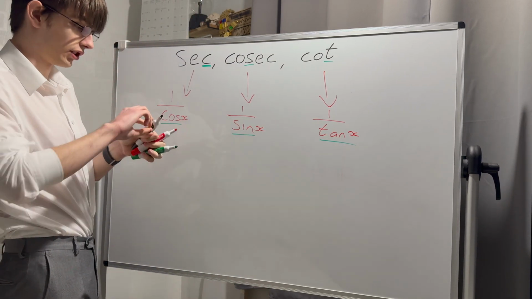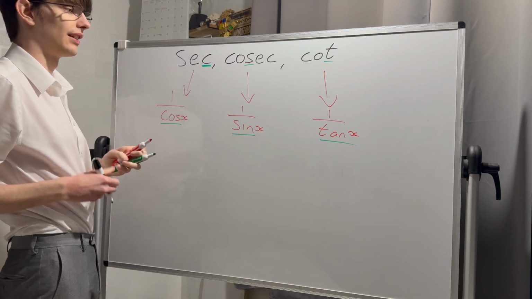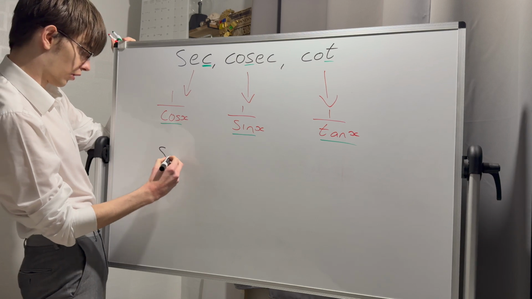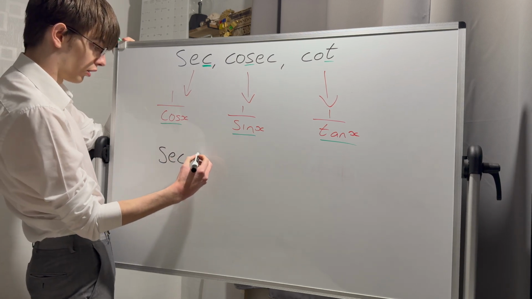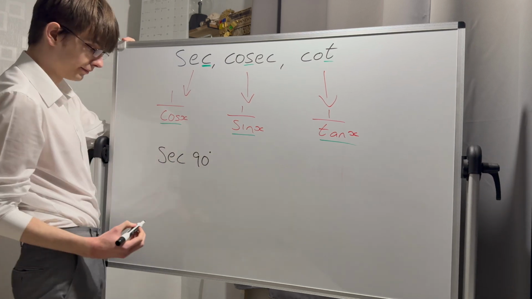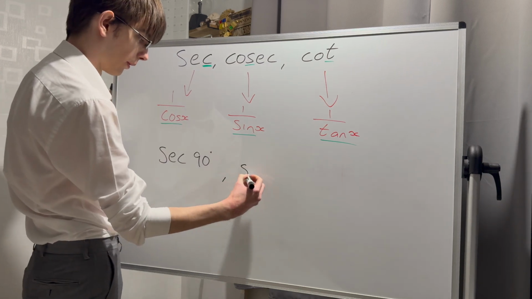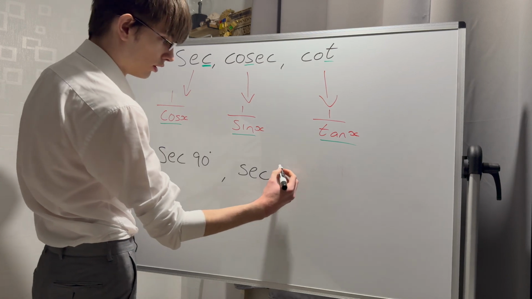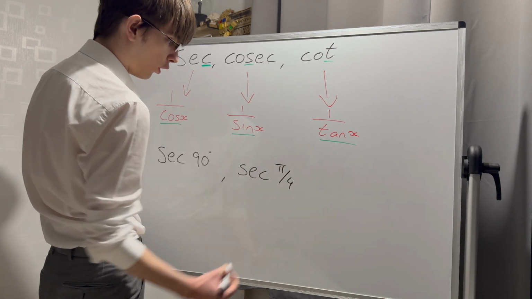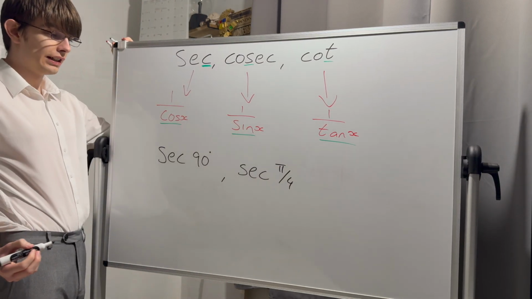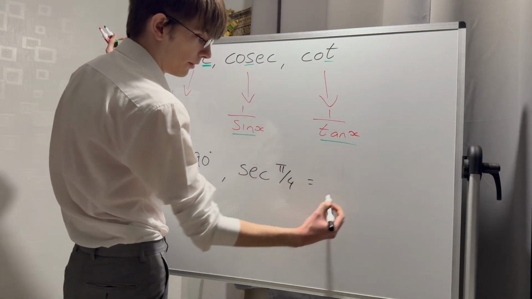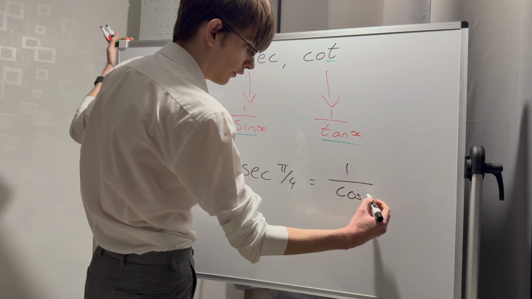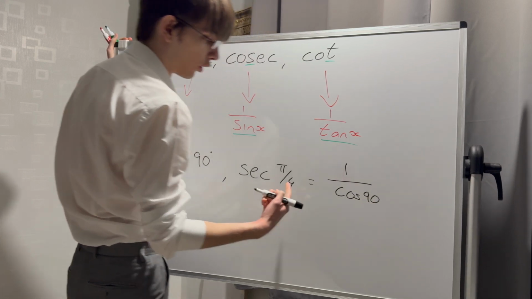So if we were to just have a quick look at an example of what these mean, if I asked you to find sec of 90 degrees, or if you're following along with trig, you've probably been past radians now, sec of pi over 4, well, this is just the same as typing in 1 divided by cos of 90, or cos of pi over 4.